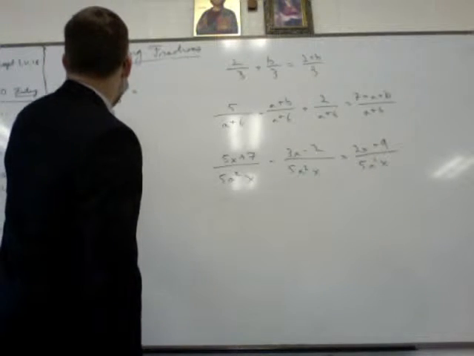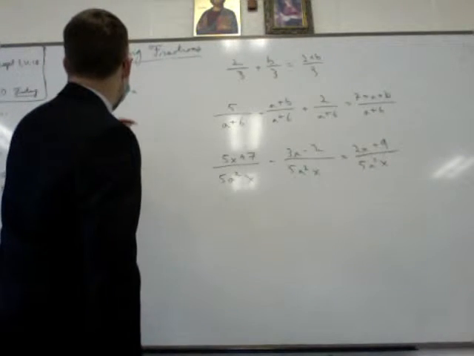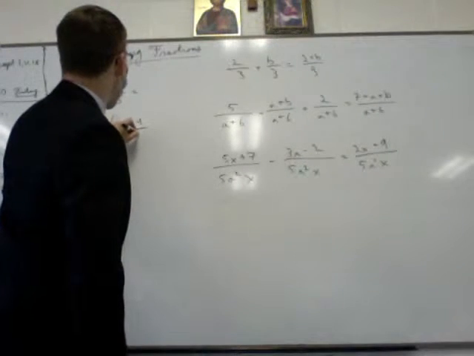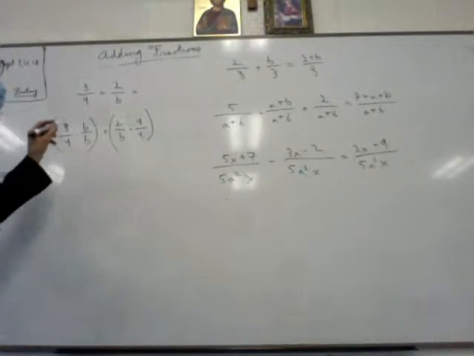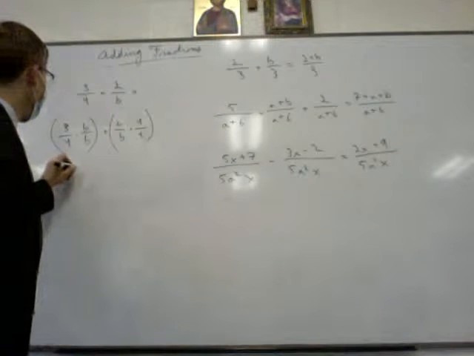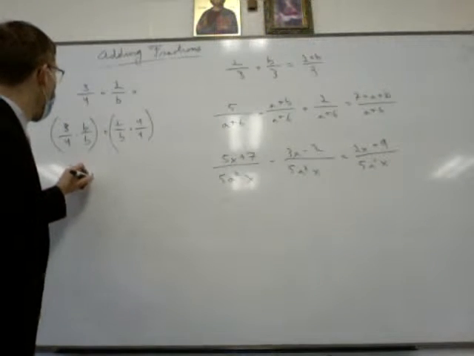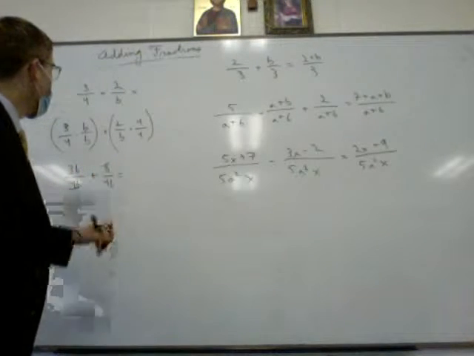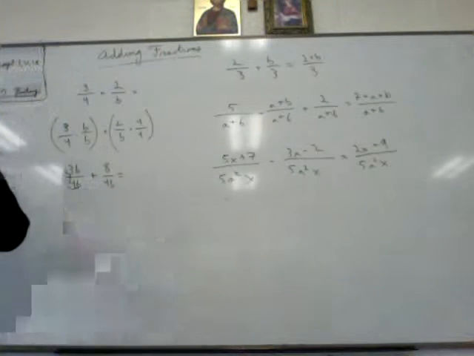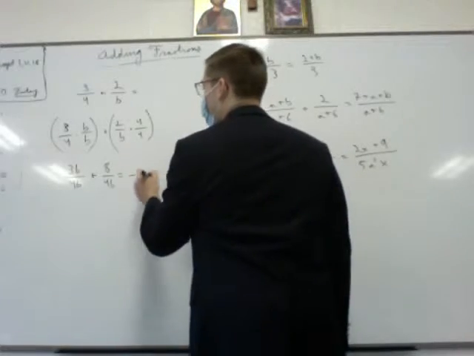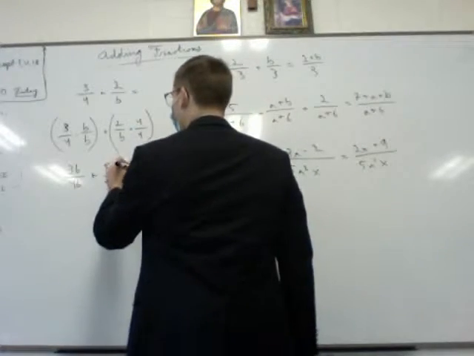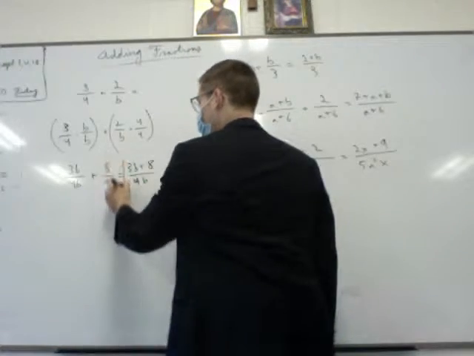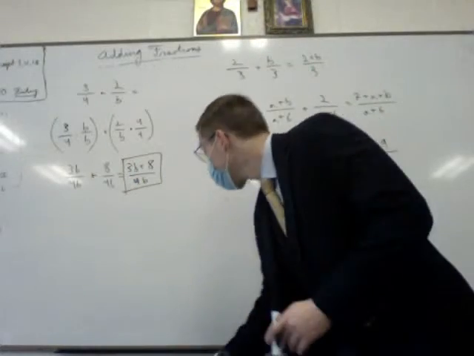And then what do we have to do to 2 over b to get it to have 4b on the bottom? Multiply by 4 over 4. Okay, so how are we going to rewrite these? What's the first fraction going to become? 3b over 4b plus 8 over 4b. So now when we add them together, they have the same denominator. What am I going to get as my answer? 3b plus 8 over 4b. There you go. Common multiple.